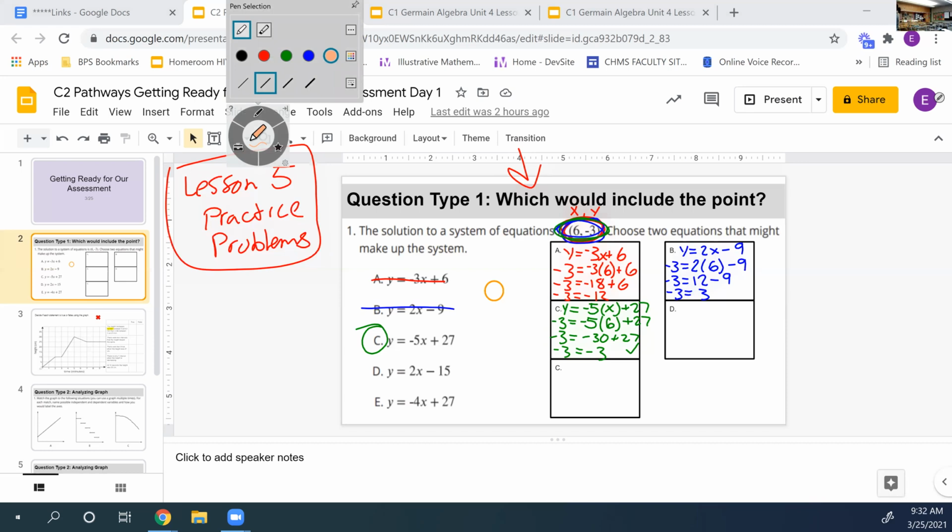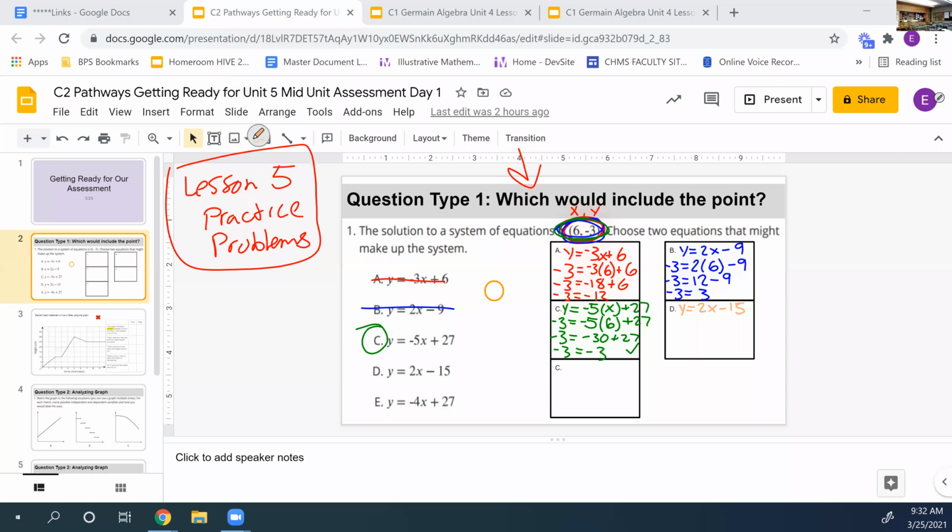Now let's test out D here, where we say y is equal to 2x minus 15. Okay. So y is equal to the -3. -3 is equal to 2 times, what are we thinking? Very good, Melissa. She's on 6. And then we're going to subtract 15. Take a moment to complete that for me. Let's see what we get.